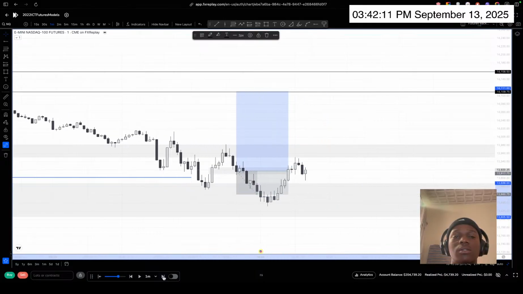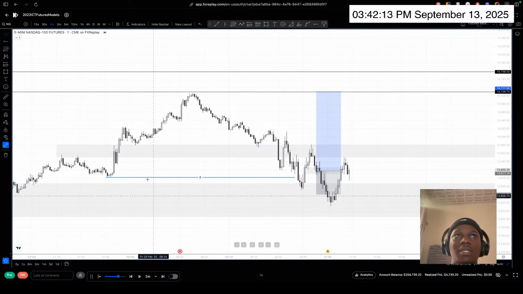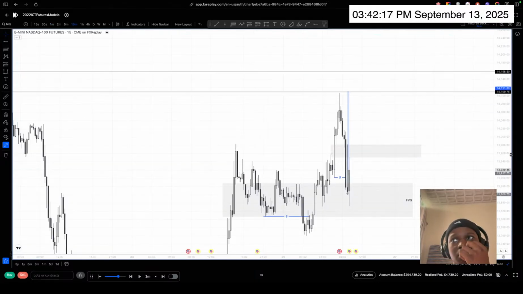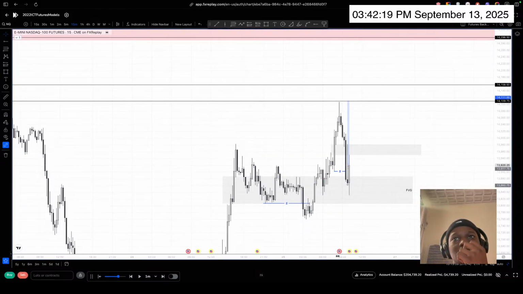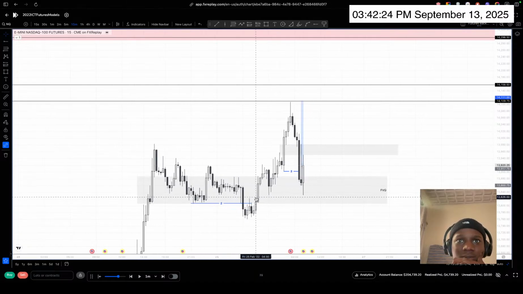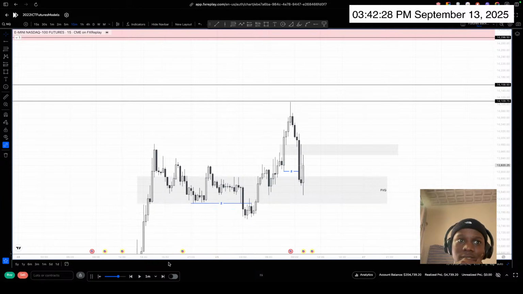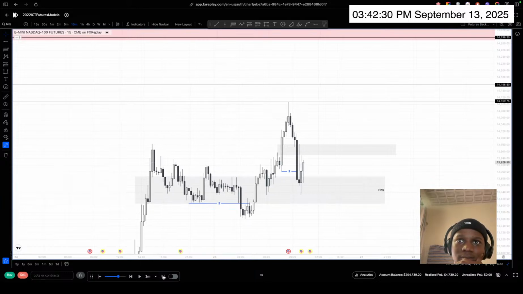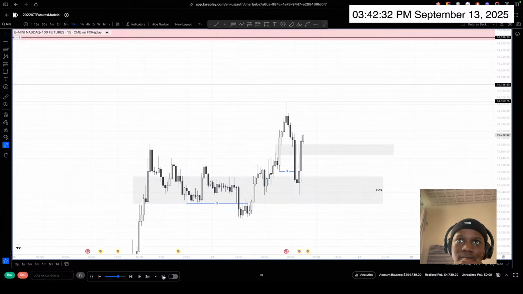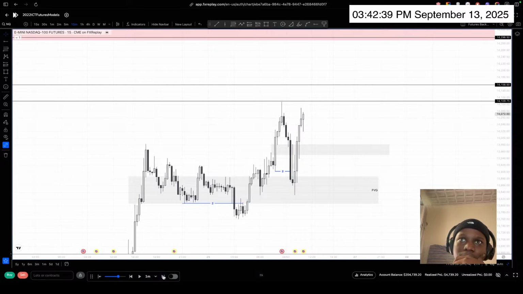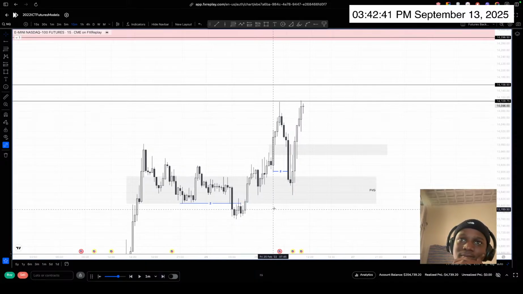Okay, so it looks like the 1 hour gap is respected. But if the 1 hour gap gets respected, then that means the price will have rebalanced into this fair value gap instead, because I'm still bullish here. You can see the delivery ends up happening, and buy side in a few. Boom.